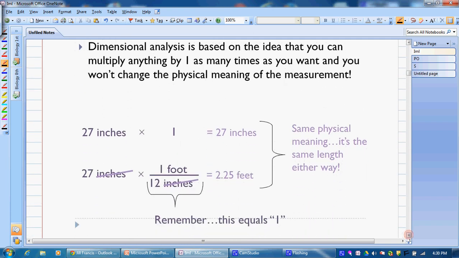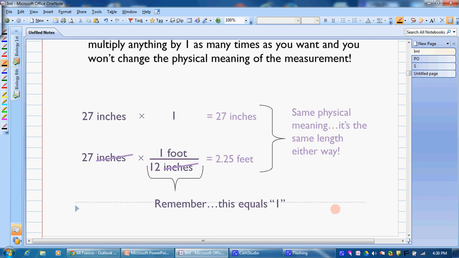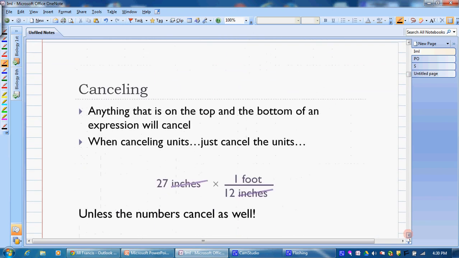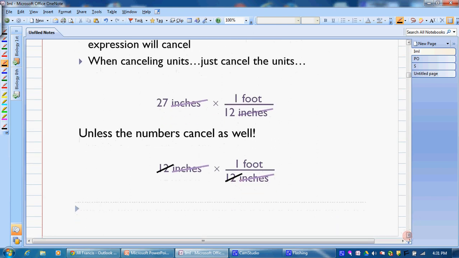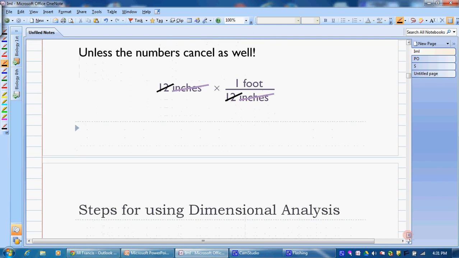Okay, so this walks you through the same thing. The inches are going to cancel out. You end up with your answer. Again, make sure you make this the correct number of significant figures. Our book is not very good about remembering to do that all the time, so that would then convert to 2.3 to have correct significant figures. Anything that's on the top and the bottom will cancel out just like any other fraction. So we cancel the units. Numbers can cancel too. If we started with 12 inches, the 12s would cancel and we'd have 1 times 1 divided by 1, and we'd have 1 foot. Hopefully that's common sense and it all works out.